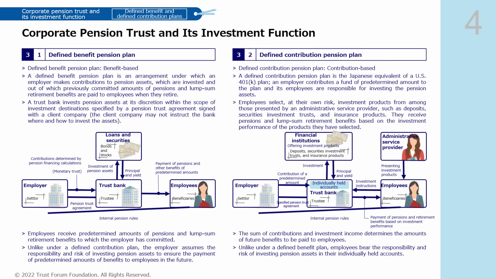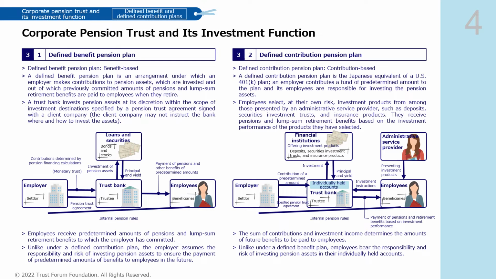A defined benefit plan is an arrangement under which the total amount of future benefits to be paid to employees is first determined, based on which the amount of an employer's contributions to fund the benefit payment is calculated. In contrast, a defined contribution plan is an arrangement under which the amount of contributions is first determined, and the sum of contributions and their investment income determines the amount of future benefits to be paid to employees.